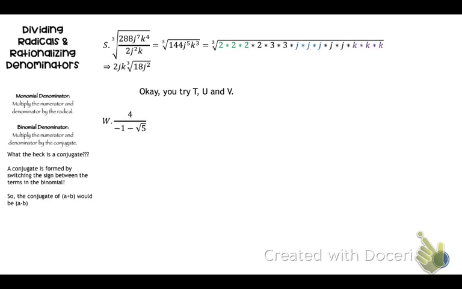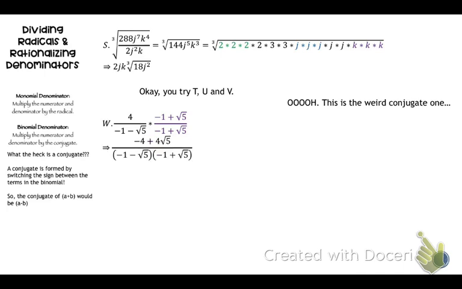And let's look at this one. So this is that weird conjugate one. So the conjugate here, you just change the middle sign. So that's going to be negative 1 plus the square root of 5. Negative 1 plus the square root of 5. On top is easy because you just multiply. So that'd be negative 4 plus 4 square roots of 5.